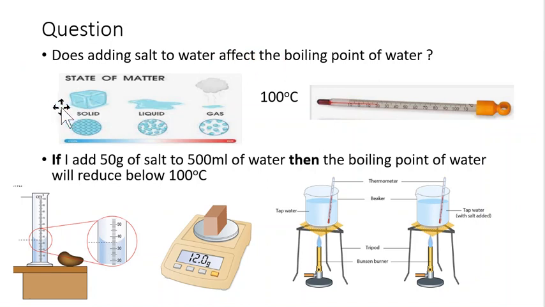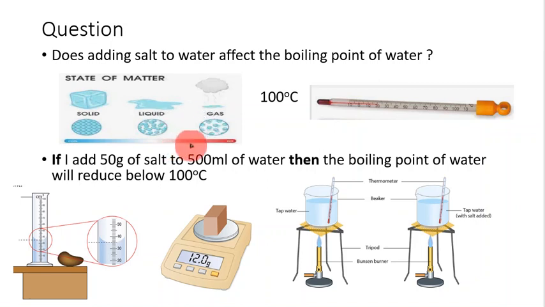So water is a form of what's known as matter, and matter can exist in different states. So it can be a solid, a liquid, or a gas. So if we take water, we're probably more familiar with water being in a liquid state. If you freeze it, it will become solid ice. If you heat it up, it changes from a liquid to a gas.